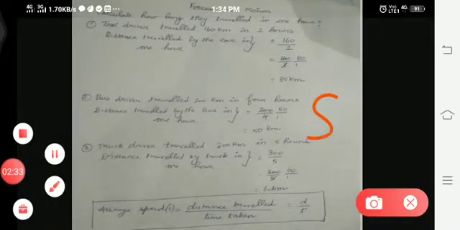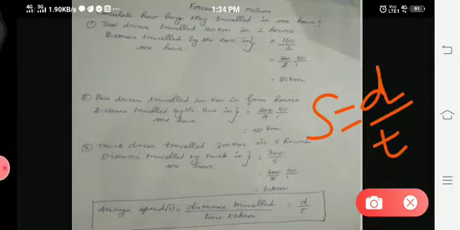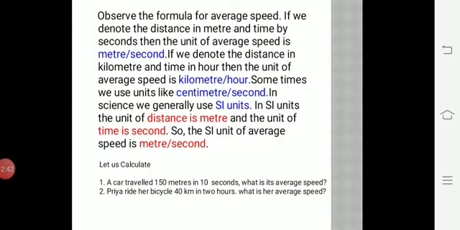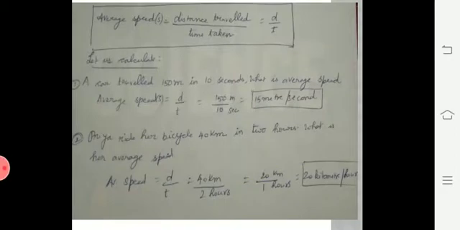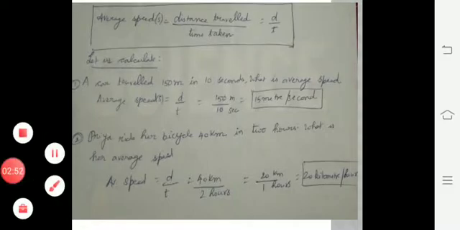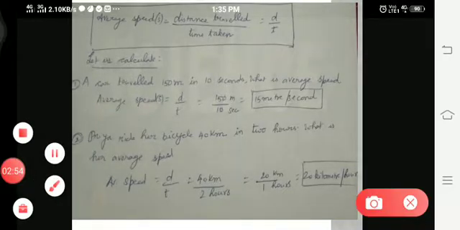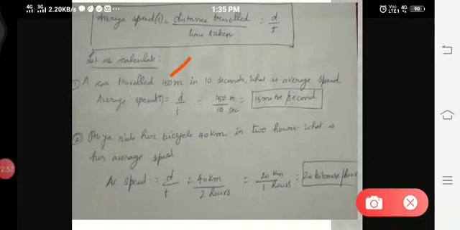But remember the formula: average speed equal to distance divided by time taken. This sum we also saw in the previous class; I asked you to do it as homework. Let us calculate. A car traveled how many meters? 150 meters. How many seconds did it take for 150 meters? 10 seconds.